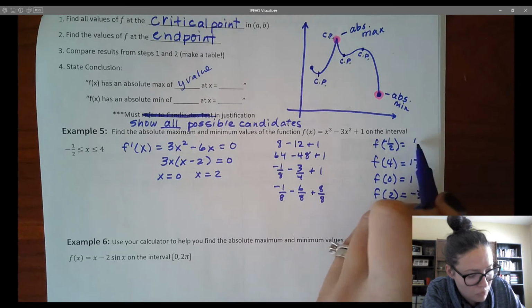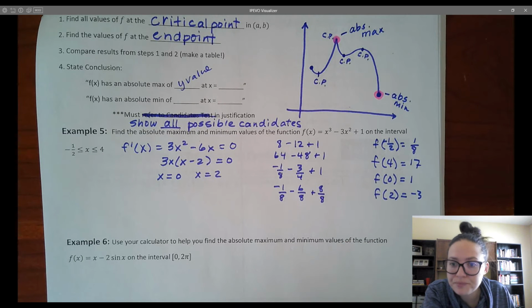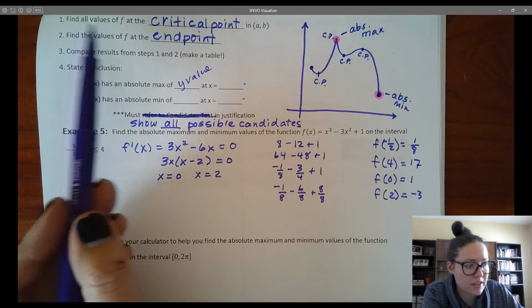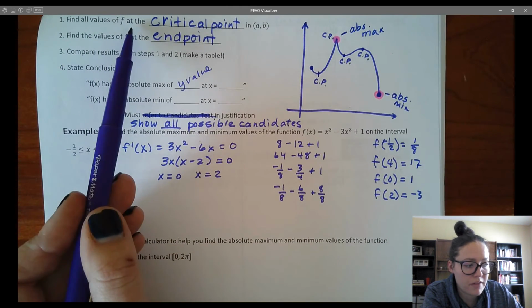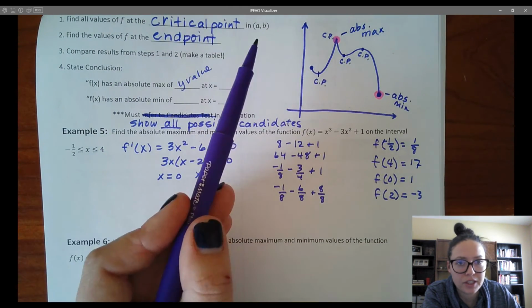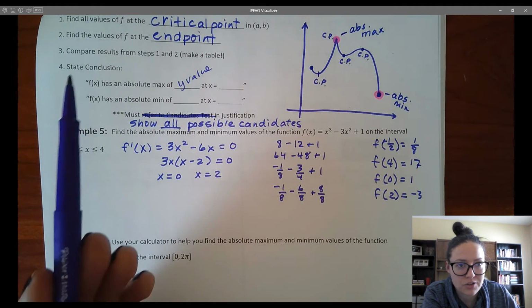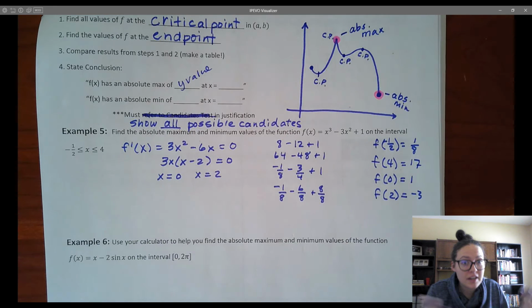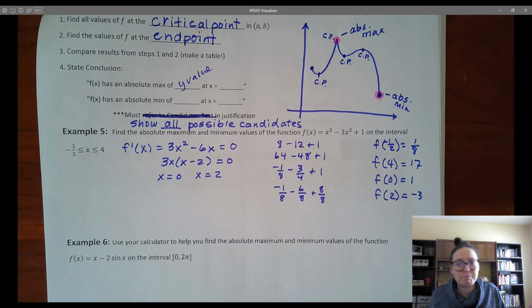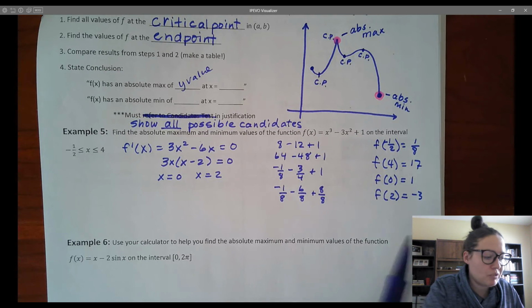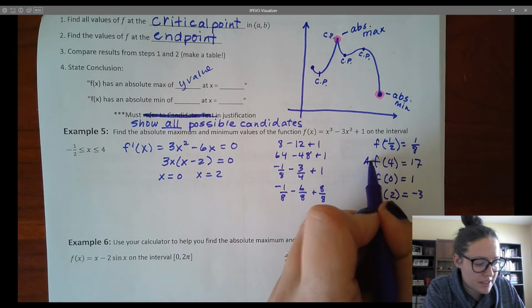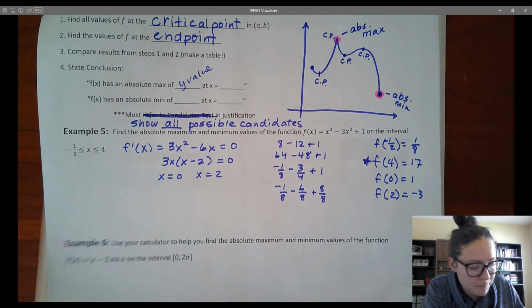Okay, so I have done the first two steps. I found all the values of f at my critical points and at the endpoints. And now essentially I'm just going to compare and say, okay, which one's the biggest and which one's the smallest. And when you look at it, it's pretty obvious. This is going to be my absolute maximum, and this is going to be my absolute minimum. So then I state my conclusion, and I will use this exact wording.